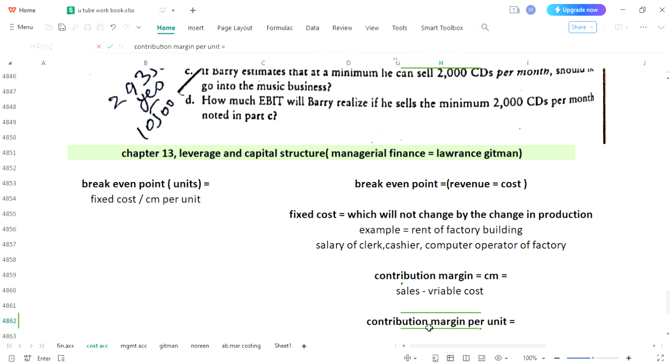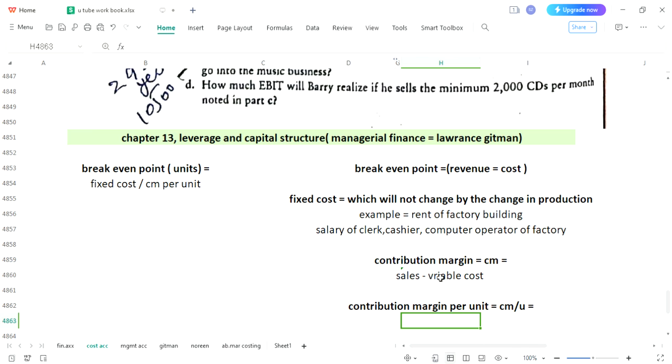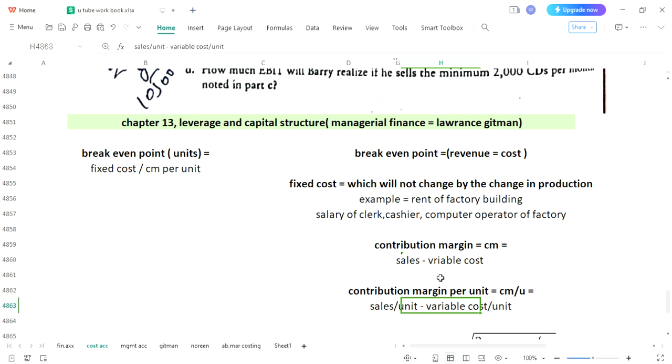So it would be CM per unit. And how would you calculate? Above formula will be reused. You will write sales, but besides sales you will use sale per unit, and you will subtract your variable cost, but you will use variable cost per unit. So in this way your formula is completed. So to calculate contribution margin per unit, you need sales per unit and will subtract variable cost per unit. So in this way your part of the question would be completed.